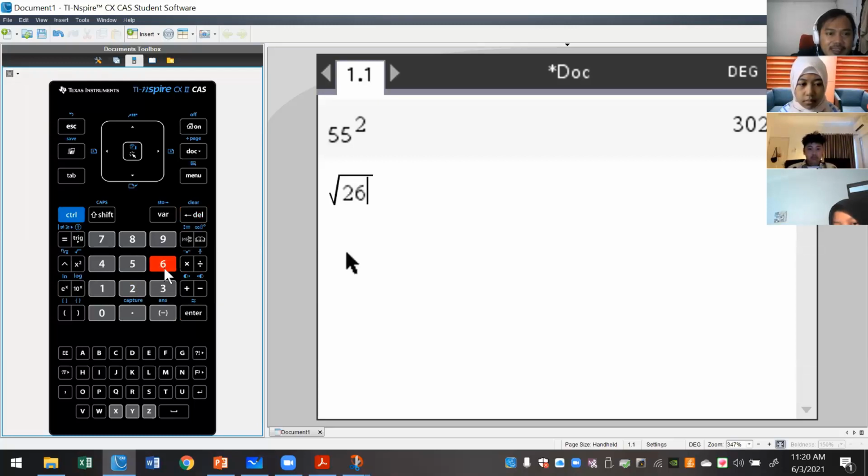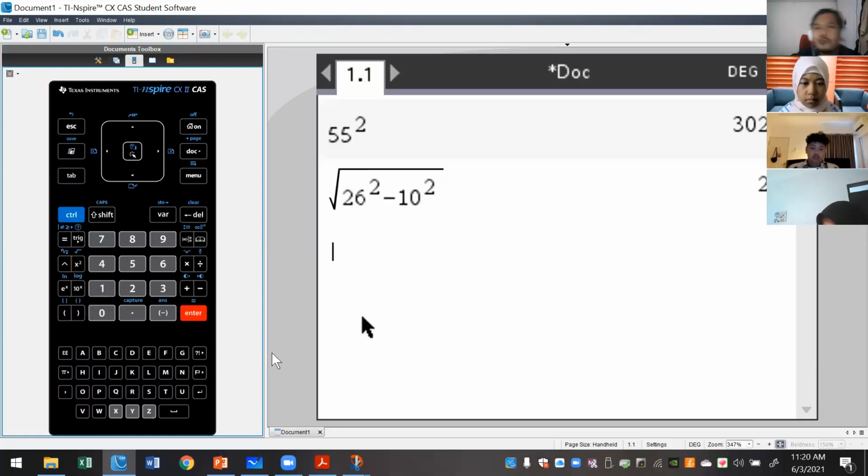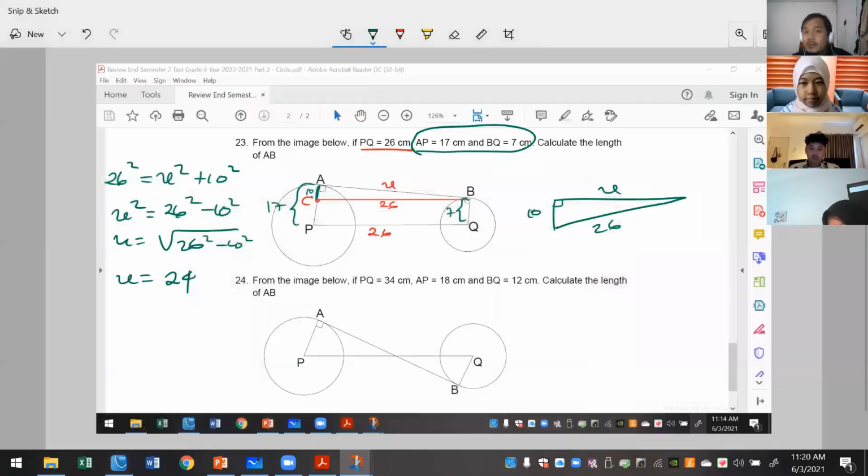26 squared minus 10 squared equals... here we go, 24. Remember, guys, use the calculator. And there we go, we have the 24. What is this 24? The 24 is the AB. So again, guys, you need to write down a conclusion also, which means that the length of AB is going to be equal to 24 centimeters. So there you go for number 23.